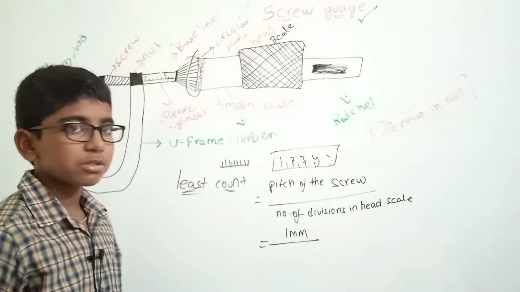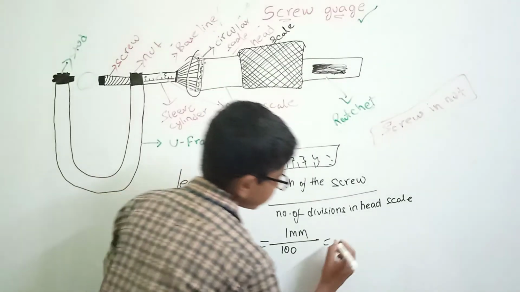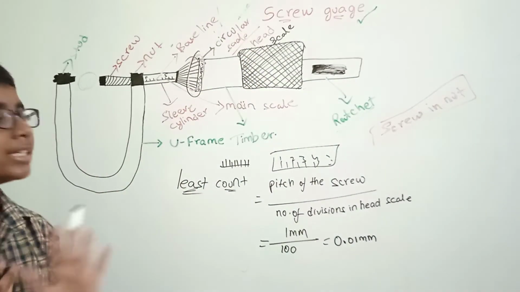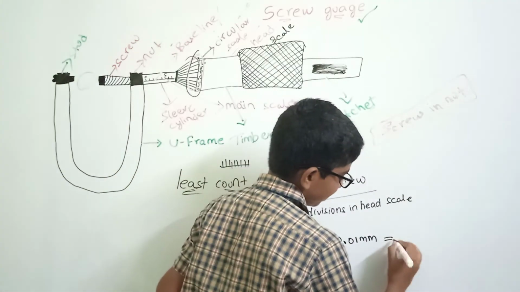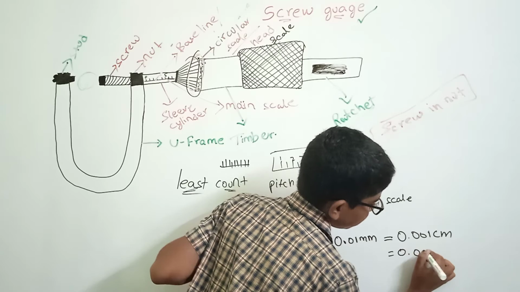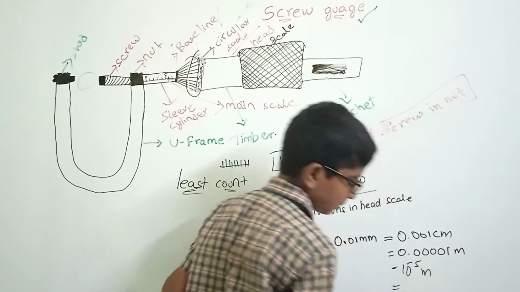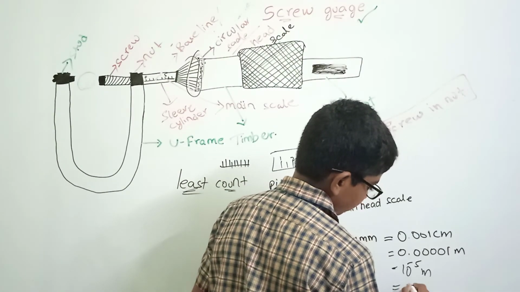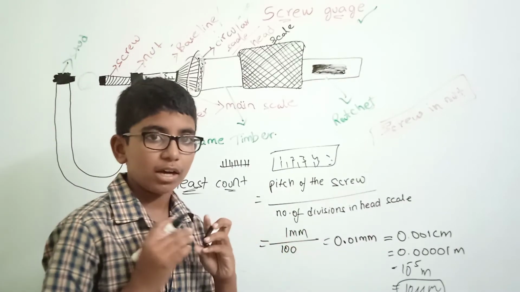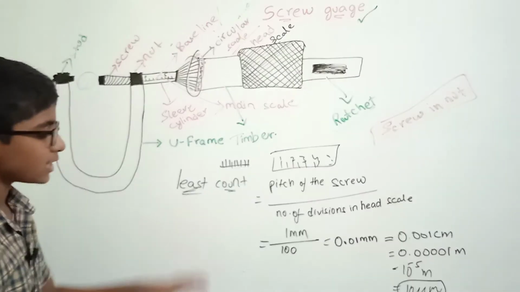Number of divisions in head scale: in a normal screw gauge there are 100 divisions. So we take 100 divisions. 1 by 100 mm. That means 0.01 mm is the least count of a screw gauge with 100 divisions in the circular scale or head scale. 0.01 mm is equal to 0.001 centimeter, which is equal to 0.00001 meter, that is 10 to the power of minus 5 meter. That means 10 micrometers. The least count of the screw gauge with 100 divisions in the circular scale is 10 micrometers or 0.01 mm. This is the least count and the pitch.